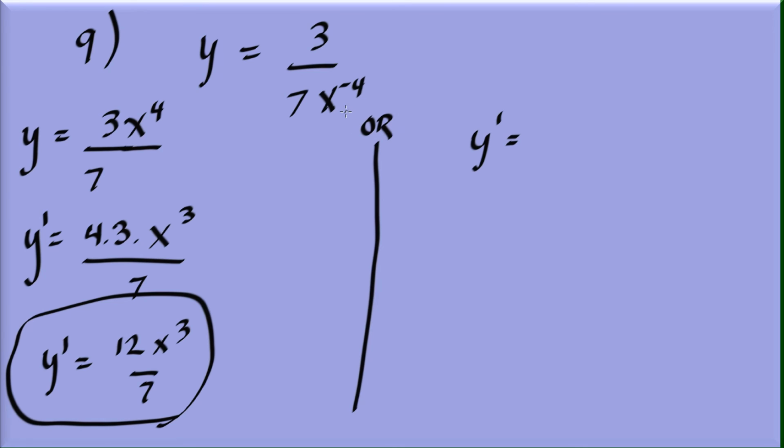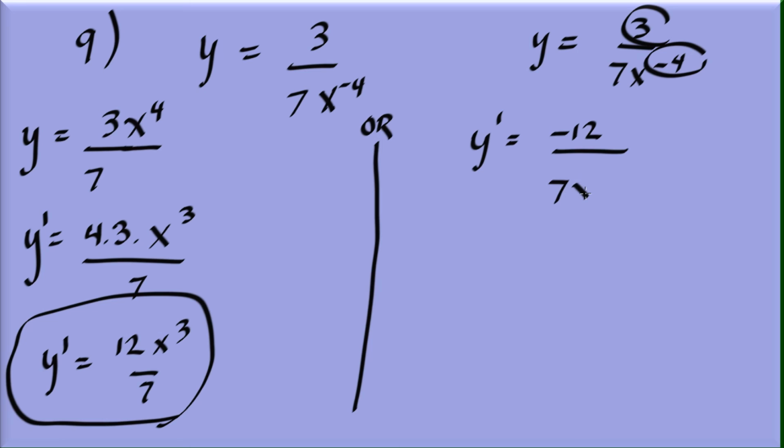So if your variable x is raised to a negative exponent, and that is originally downstairs, let's see which one is better. So y prime using the reciprocal rule is, let me write this, 3 over 7x to the negative 4 here. So 3 times negative 4 is negative 12 over that 7x, negative 4.